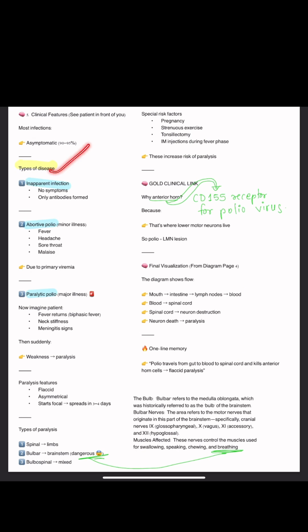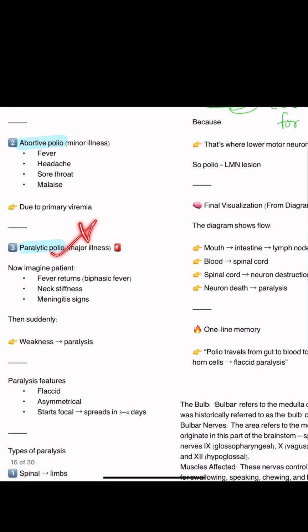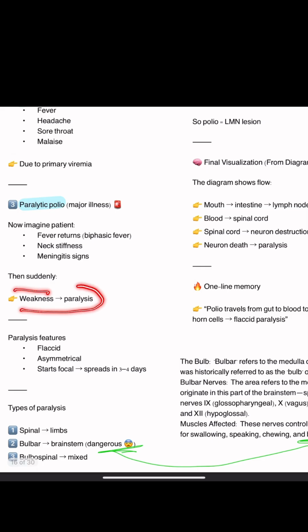Now let us see the types of polio. Most of the infections of polio are asymptomatic, 90 to 95% of them, and inapparent infection is there. Abortive polio is there. Paralytic polio is a major illness. Fever returns; biphasic fever is there. Neck stiffness and meningitis signs are there. Then suddenly weakness will shift to paralysis. Paralysis is flaccid and asymmetrical. It starts focal and spreads in 3 to 4 days. Types of paralysis are spinal, bulbar and bulbospinal.